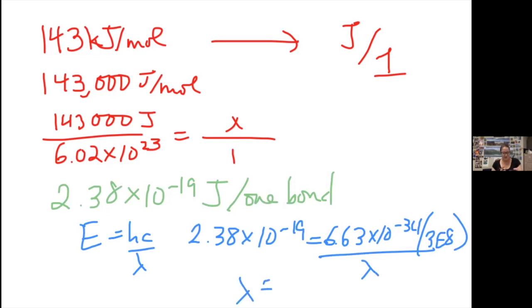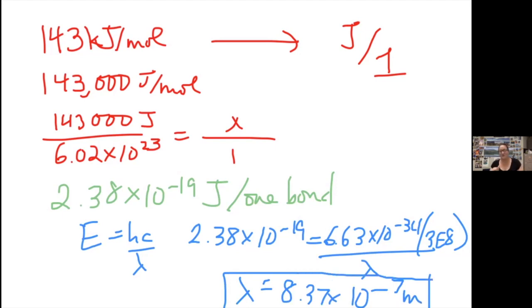So 6.63 times 10 to the negative 34th times 3 times 10 to the 8th divided by my answer gives me a wavelength of 8.37 times 10 to the negative 7th meters.